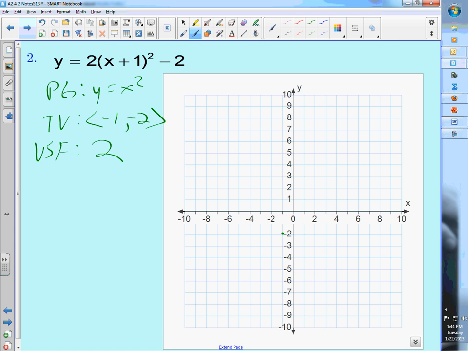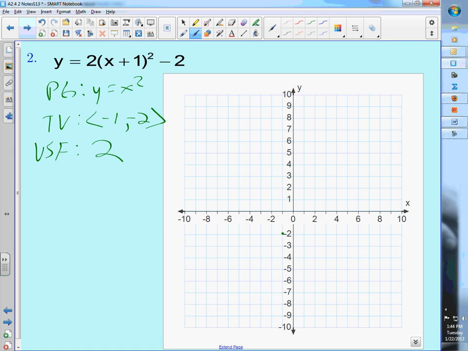Is anyone not 100% clear on this? Translation vector, vertical stretch factor, parent graph. Is there a way you can turn standard form into transformational form? There is. It just takes a while. Why would you want to? It's faster to do when you're in that form, but we know how to graph from standard form. No, I'm just wondering. Yep, there's a way.